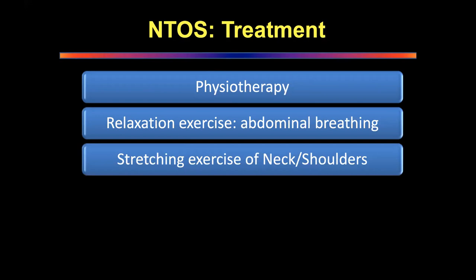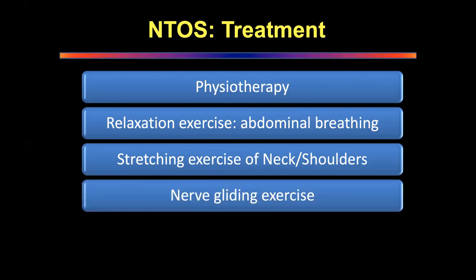Stretching exercises of the neck and shoulder are very important. The muscles have to be retrained. Each muscle has to be retrained how to stretch and how to relax. When you stretch the muscle, you release the contraction, and by releasing the contraction, you release the compression of the neurovascular bundle.